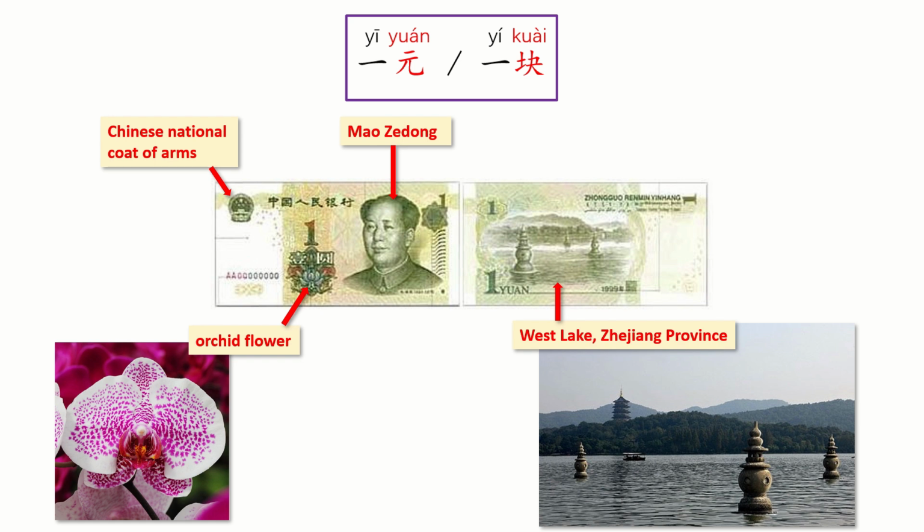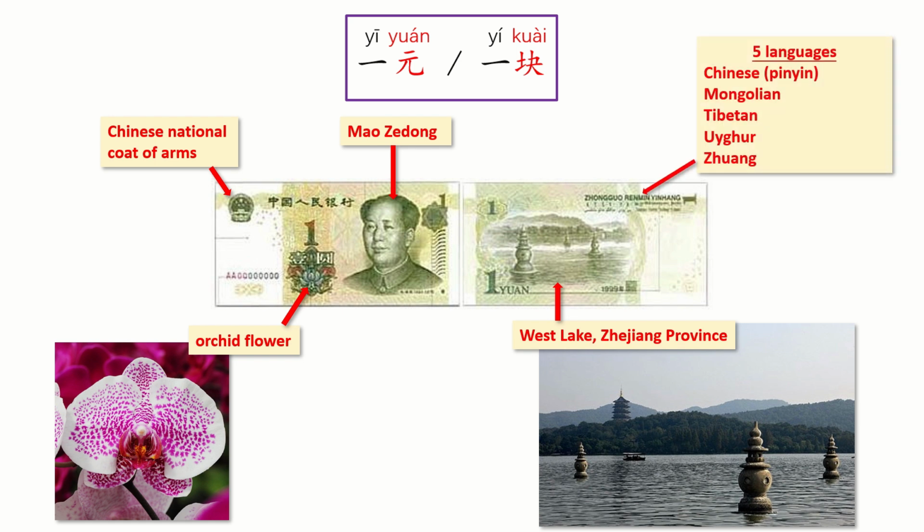Something interesting to note is that on all Chinese banknotes, you'll see the name of the Chinese National Bank written in 5 languages. So that's Chinese Pinyin, Mongolian, Tibetan, Uyghur, and Zhuang. There are officially 56 recognized ethnic groups within China, and these 5 languages represent the 5 largest of those groups.